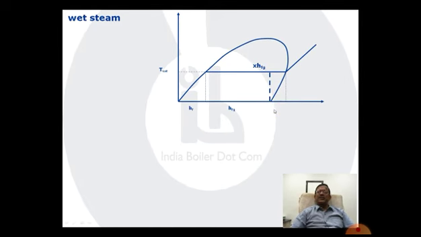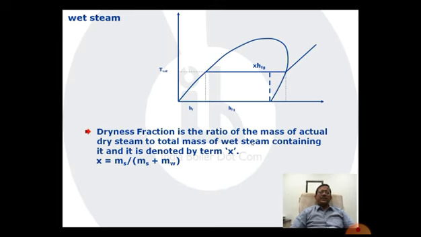So whenever there is a wet steam, one more specification is to be added, that is the dryness fraction, right? The dryness fraction is the fraction of the dry steam in that steam. If let us say we have got 0.9 kg of steam and 0.1 kg still water, then the dryness fraction will be 0.9, right? It is basically the mass of dry steam over the total mass of steam.